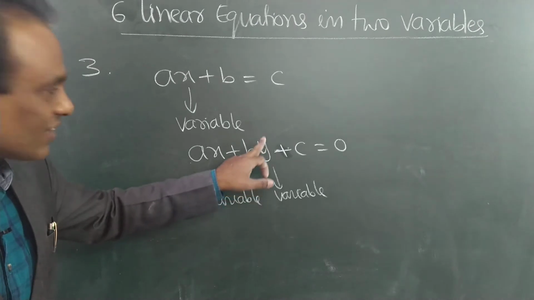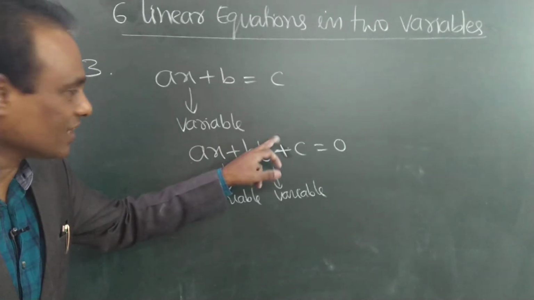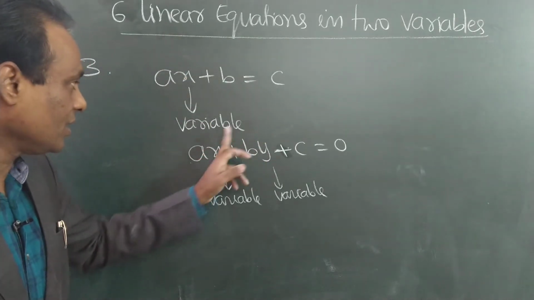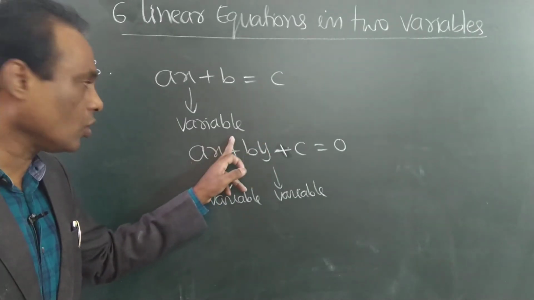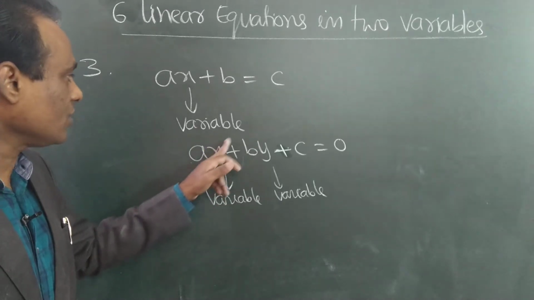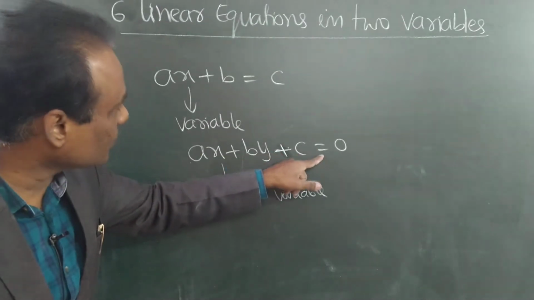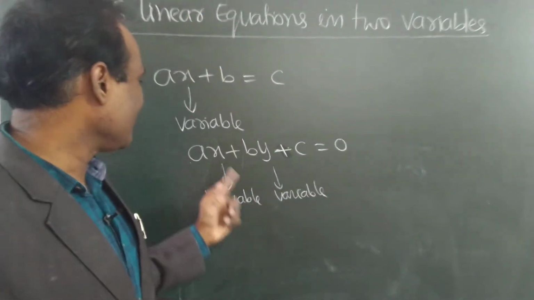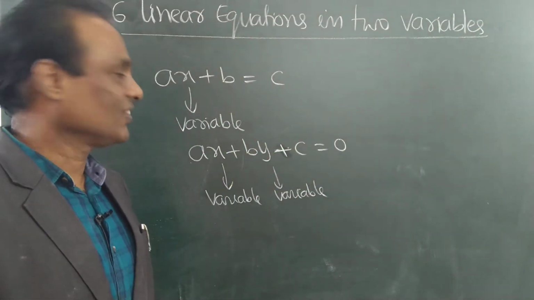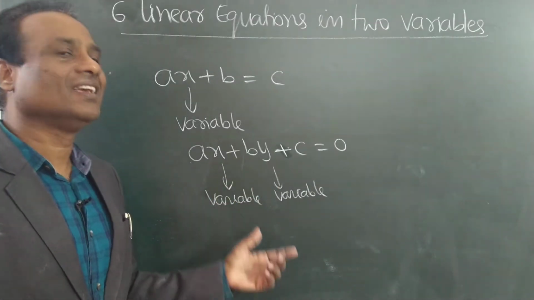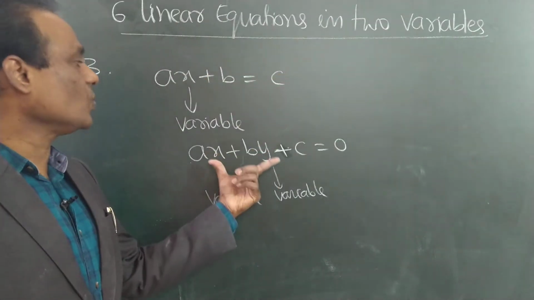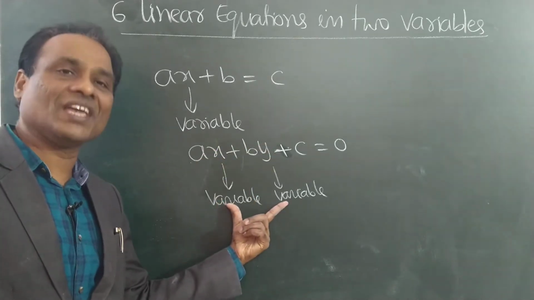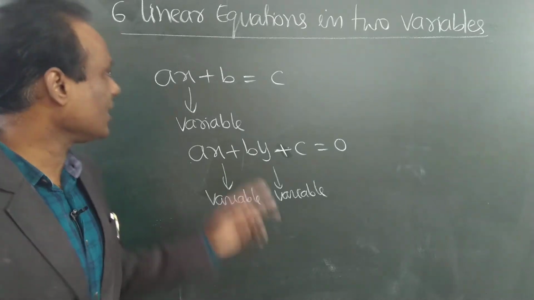Linear equation: x power should be 1, y power should be 1. If the power is 1, it is linear. If it is 2, it is not linear. The equal symbol is there, so it is an equation, with two variables. That's all. So this type of equation is called a linear equation in two variables. This is the standard form. So write down the third point.